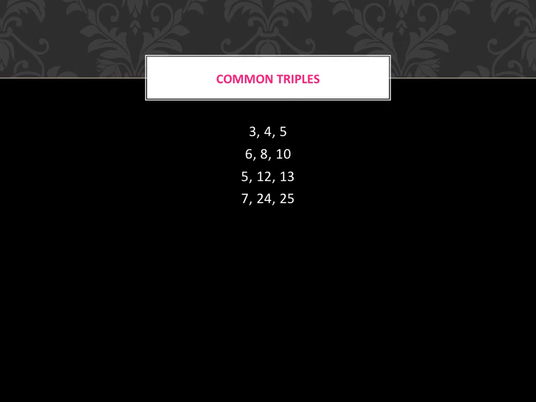Okay, common triples. These are combinations of numbers that, when plugged into a squared, b squared, and c squared, actually still work. They're the most common: 3, 4, 5; 6, 8, 10; 5, 12, 13; and 7, 24, 25. So that means that if a was 3 and c is 5, you can automatically assume b is 4. If you were given 3, 4, and the hypotenuse is missing, then you can automatically assume it's 5. Or any combination of those. So if it was 6, 8, the third one's 10, as long as the hypotenuse is what's missing. So just be careful with these.